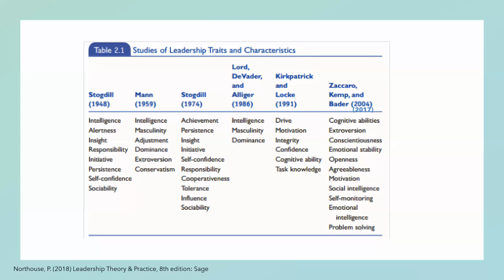Stogdill analyzed research from 124 trait studies over the years from 1904 to 1947. In his research, he found that in order to be a successful leader, you must have traits relevant to that situation. A leader in one situation may not be the same leader in another situation.